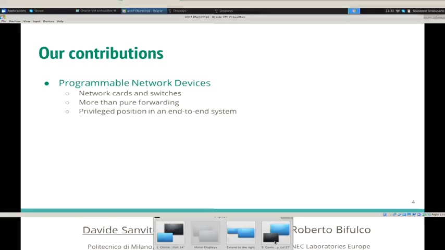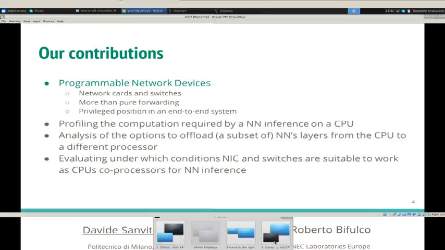If we consider an end-to-end system where the inference requests are received from a front-end server but processed by a back-end server, these devices sit in a privileged position to perform processing on the data while it travels in the network. The main contribution of our work is to profile the execution of the neural network inference on a CPU and to analyze the characteristics of the processing computed by the different types of layer. We also analyzed the options to split the execution on different executors. And finally, we understand under which conditions we can use network devices to perform part of the computation of the neural network inference.